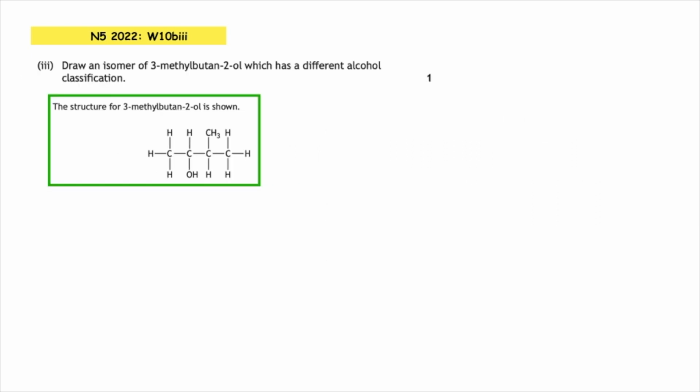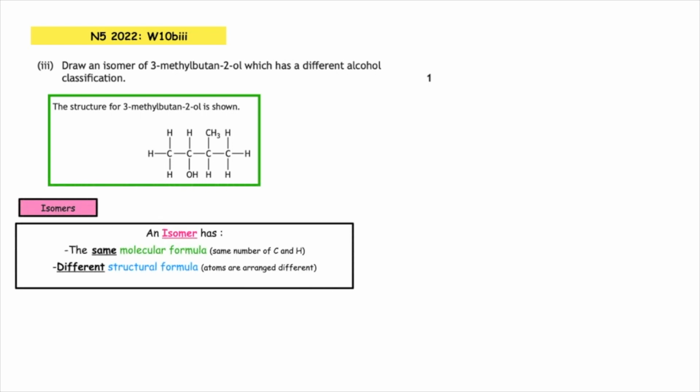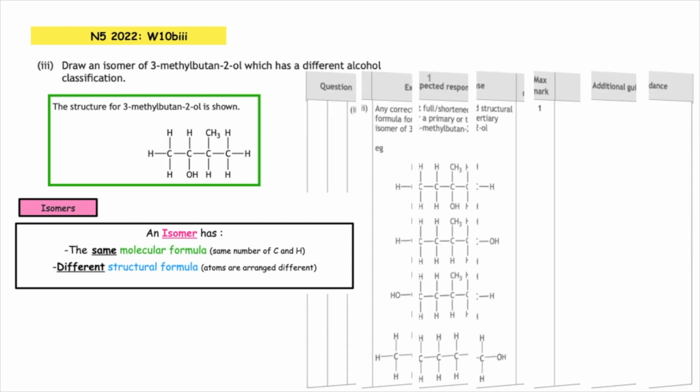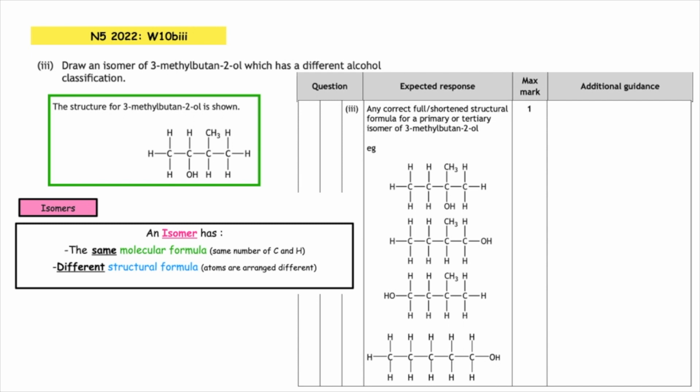Question 10b part 3, draw an isomer of 3-methyl-butanol which has a different alcohol classification. So remember that an isomer has the same molecular formula but a different structural formula. To do this, the easiest way would be to change the position of the hydroxyl group onto position 1, which would give it a primary alcohol classification, but here are all the potential answers that you could have.